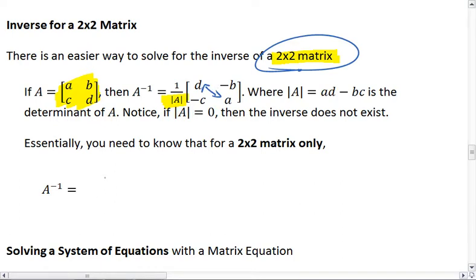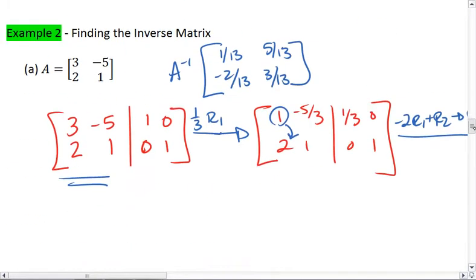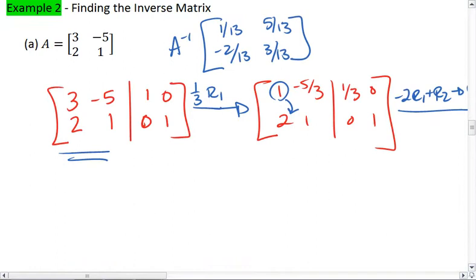Basically, you just need to know this equation, that the inverse matrix is 1 over the determinant of the original matrix times the matrix where D and A have switched spots and B and C have switched signs. Let's apply this to example A above.